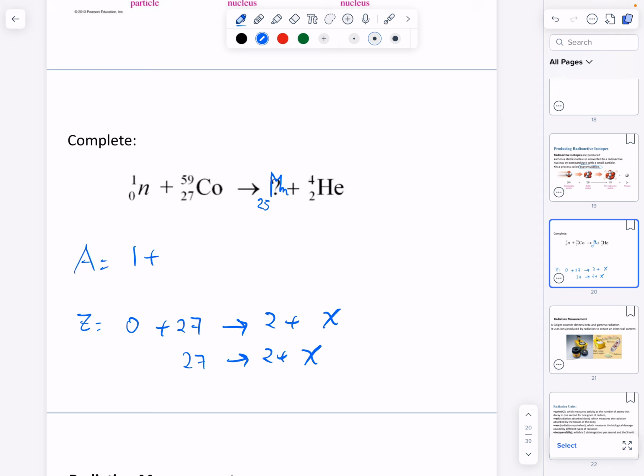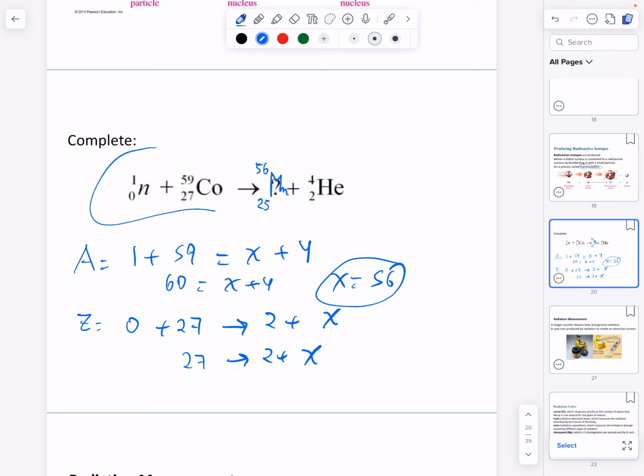We have 1 plus 59, and on this side we have X plus 4. So this is 60, right? So X is 56. So this guy is going to be 56. Now let's verify. 0 plus 27, 27; 25 plus 2, 27. At the top, 1 plus 59, 60; 56 plus 4, 60. And your equation is balanced.